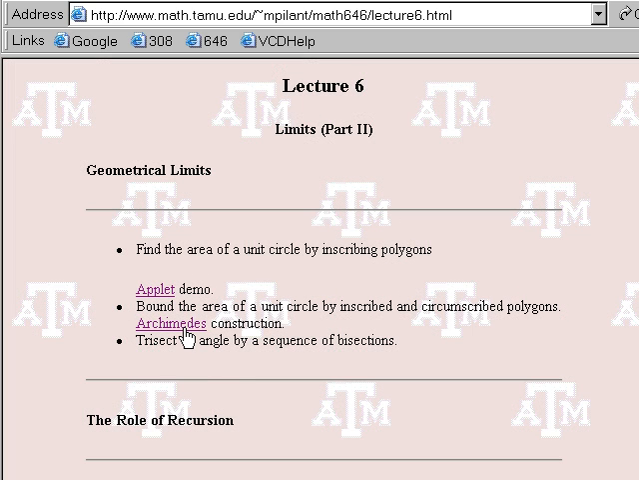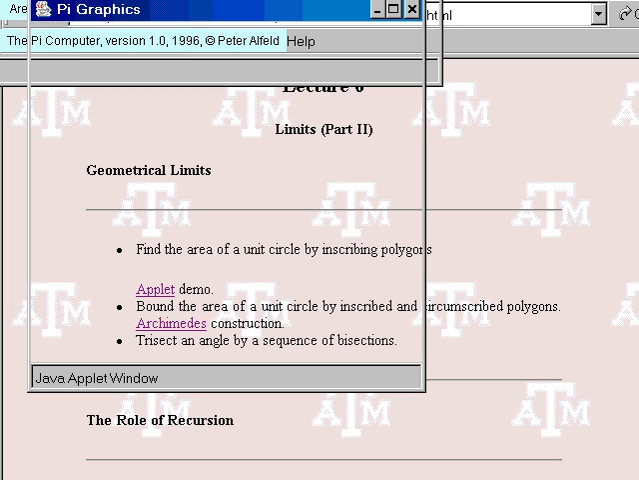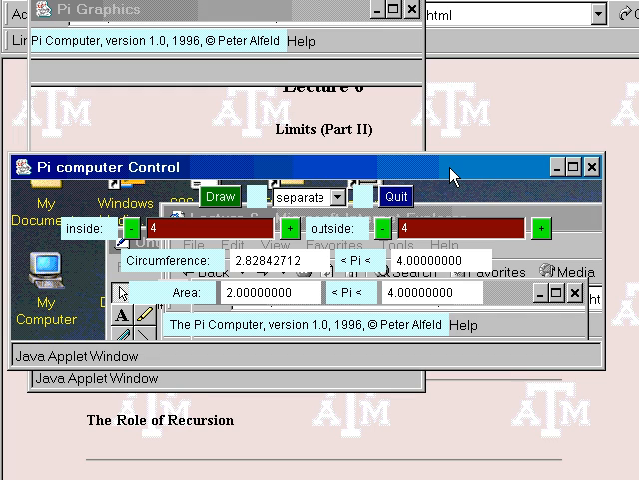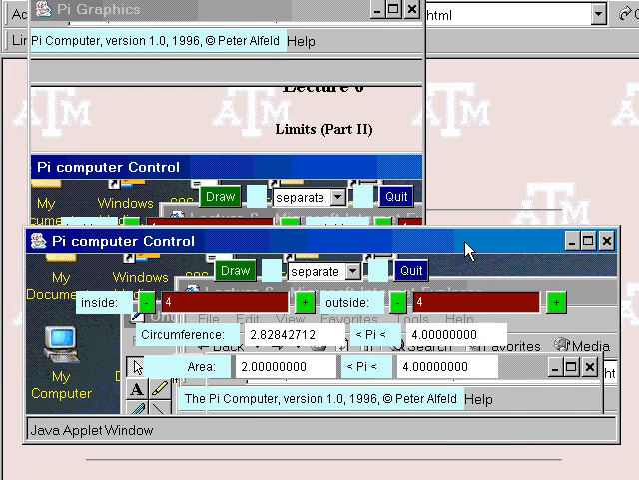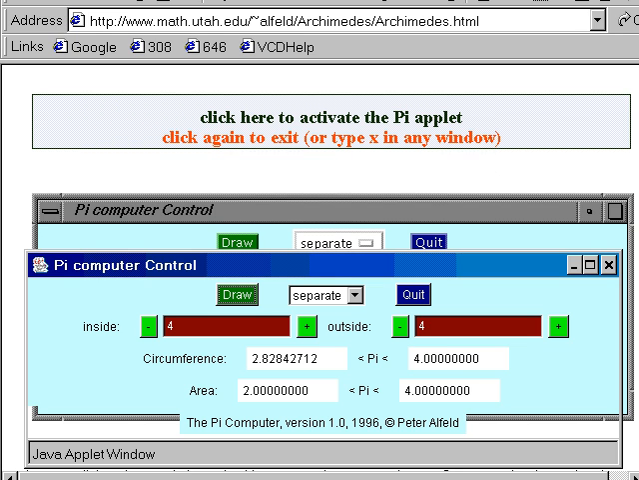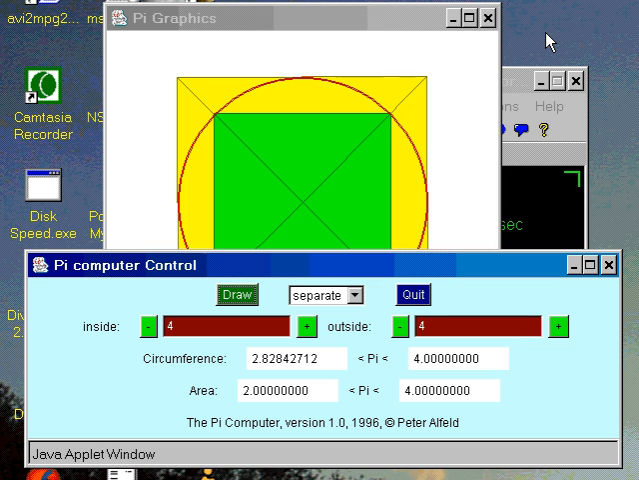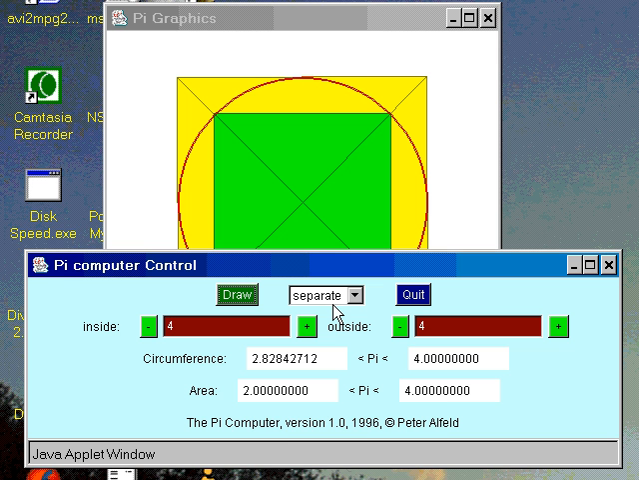The next applet will pop up an applet that actually reproduces Archimedes' construction. And the graphics are messed up a little bit. Okay, we've got this all lined up. So in this particular applet, you have to click on this page to start the applet, and it gives you a control panel. And let me just get rid of all of these.